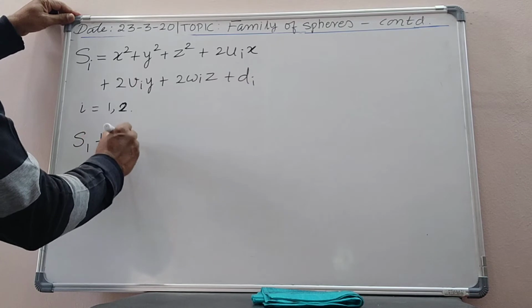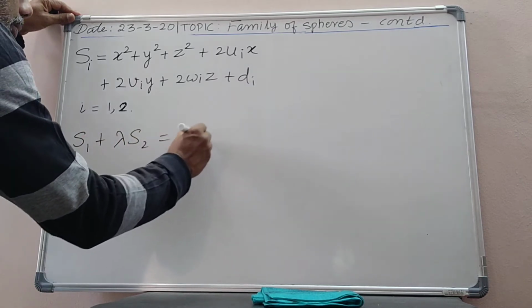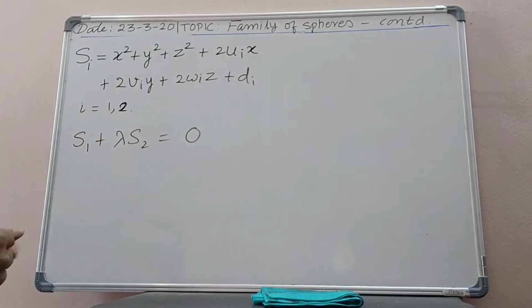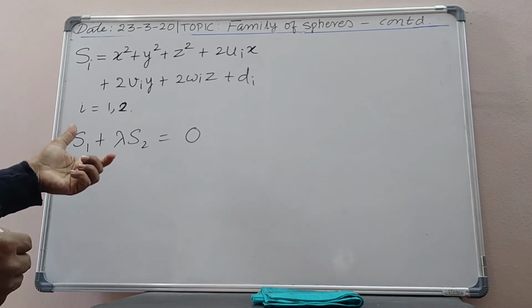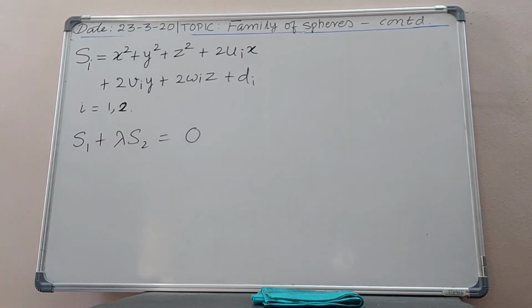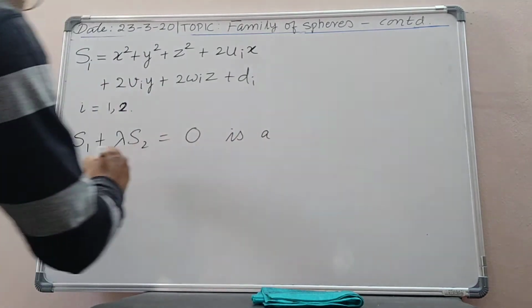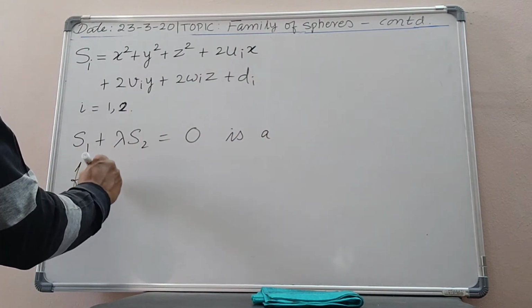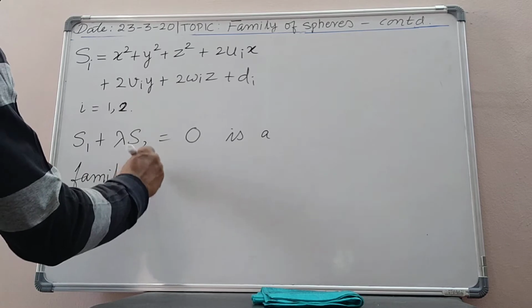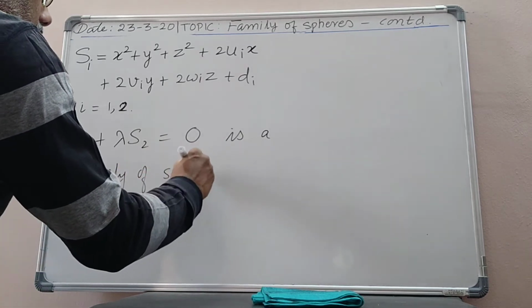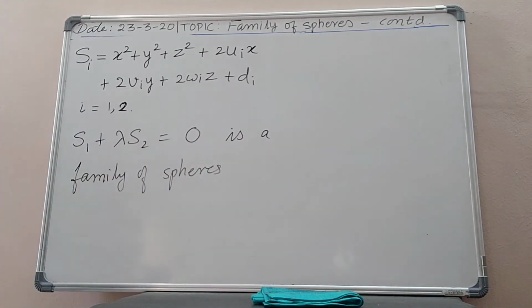S1 plus lambda S2 equal to 0 is a family of spheres. Why is it a family of spheres?